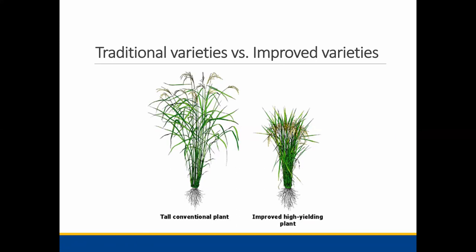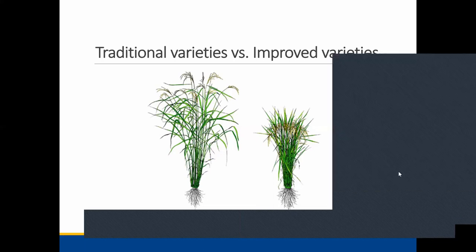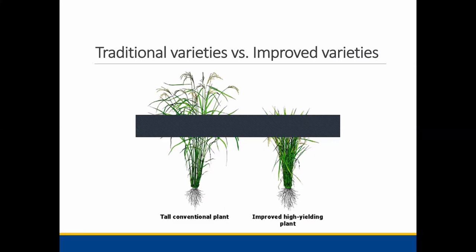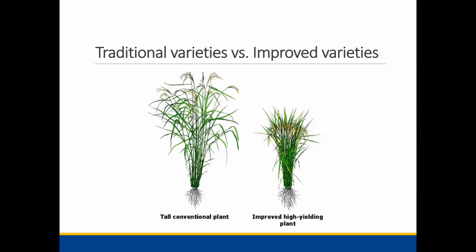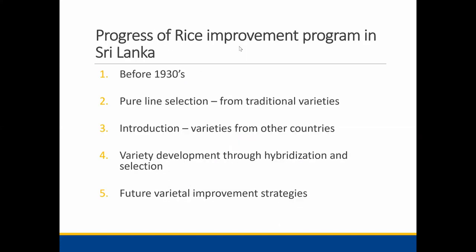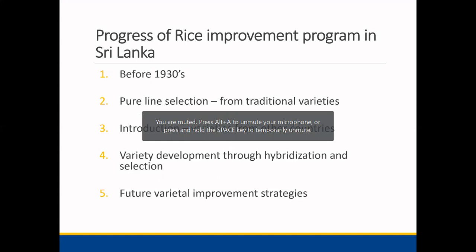So if you remember, we were talking about the history of rice growth improvement, rice varietal improvement, right? And in the last class we studied briefly some basic understanding about growth stages. But we will go into detail on growth stages in the coming classes. Today we are going to have a detailed look at the progress of the rice improvement program in Sri Lanka, right? In the meantime, if you cannot hear me, please let me know. Okay.